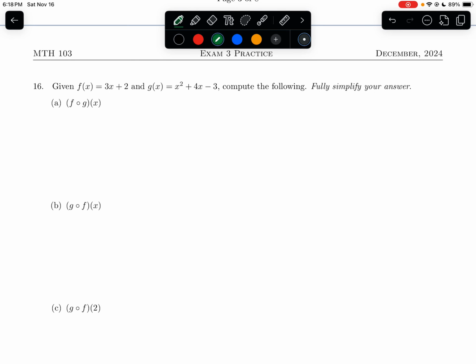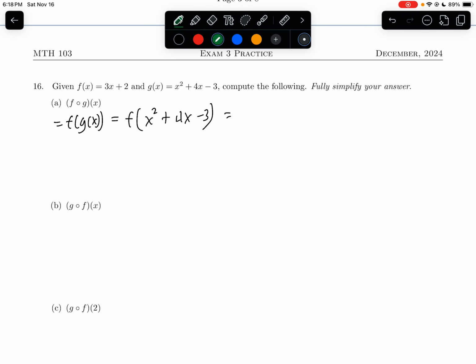Okay. Compute these following numbers. So now we're composing these two functions together. That's the first step. Remember, this notation means that we're finding f of g of x. So g of x is the input into the function f. g of x is x squared plus 4x minus 3, and that just goes into the function for f.